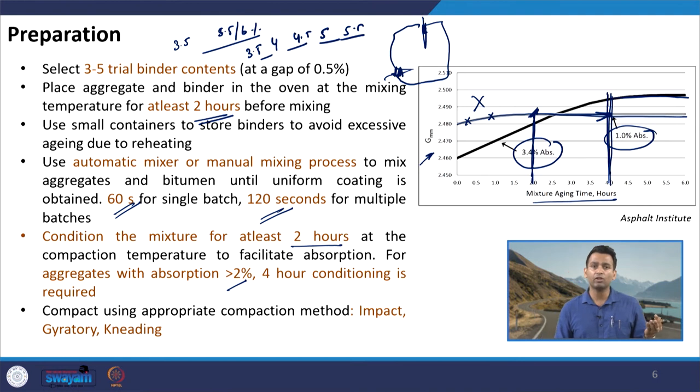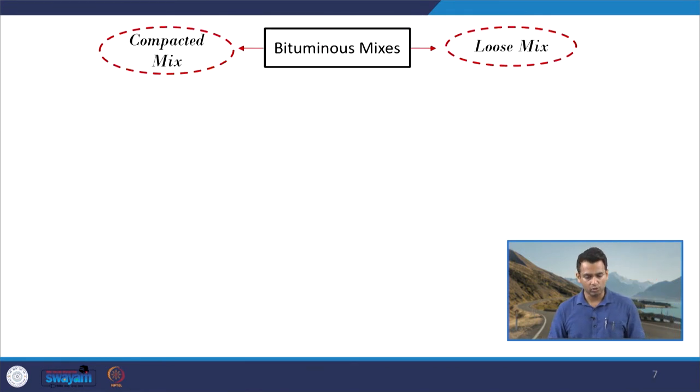It can be an impact compaction if it is a Marshall mix design process, it can be a gyratory compaction if it is a Superpave mix design process, or it can be a kneading compaction if it is a heavy mix design process. As I said, there are a few measured parameters and then there are calculated parameters.